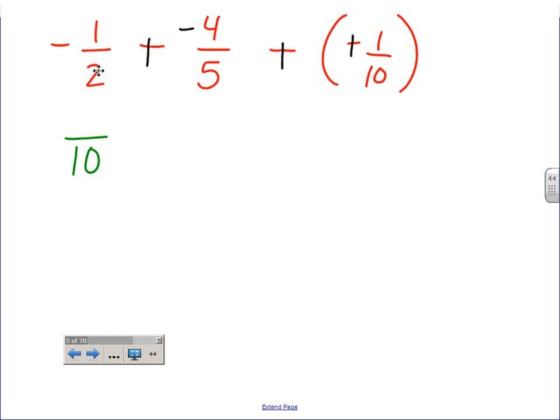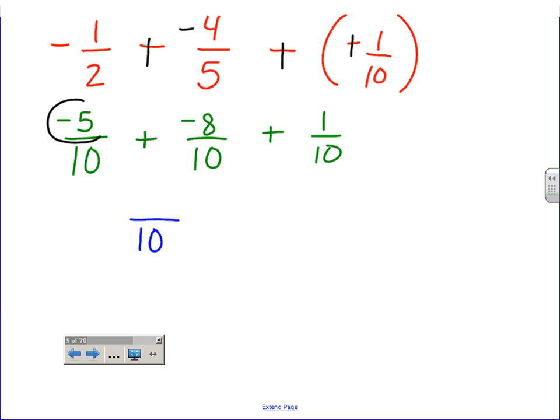All right, so to get from 2 to 10, it's times 5, so I'm going to do negative 1 times 5, and I get negative 5 plus, I'm going to change this to tenths. 5 times 2 is 10, so negative 4 times 2 is negative 8. And finally, this fraction stays the same. All right, my denominator is 10, so I know my answer is going to be in tenths. All right, so now I will add the numerators.